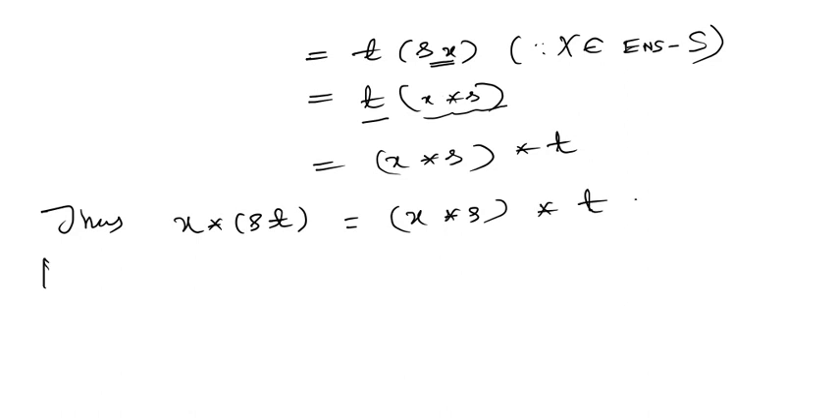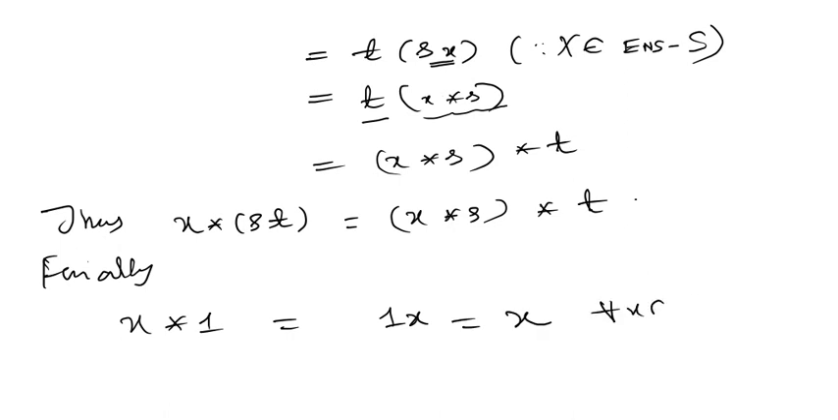And finally the identity property. Finally x star 1, by definition, is equal to 1x, but X is a left S system, so it's equal to x for all x in X. So therefore X belongs to right S.